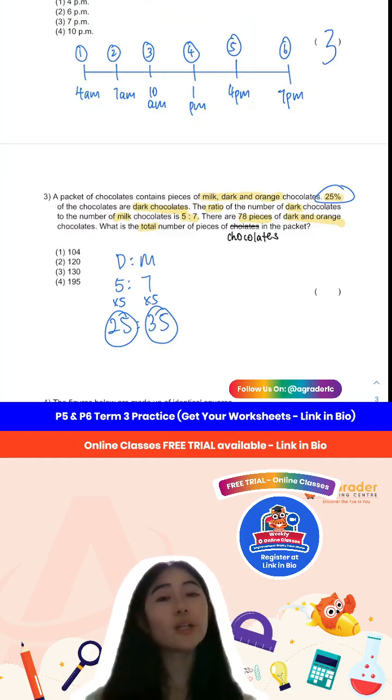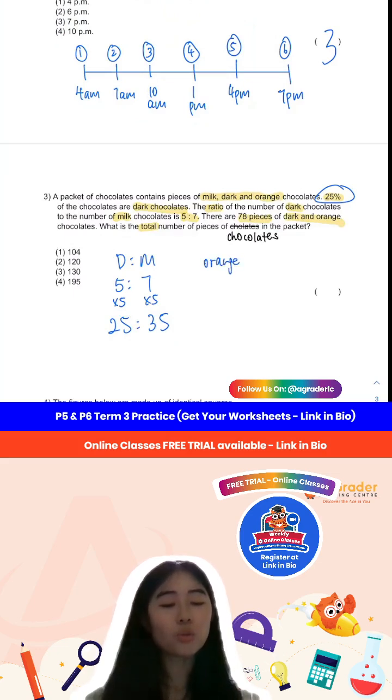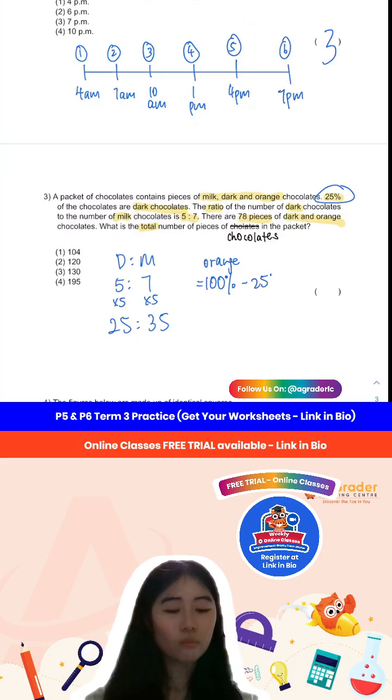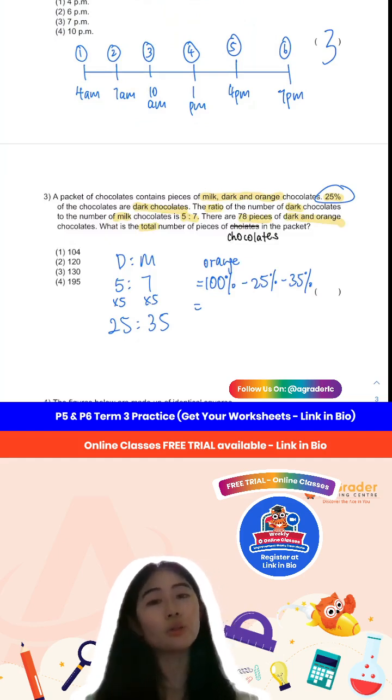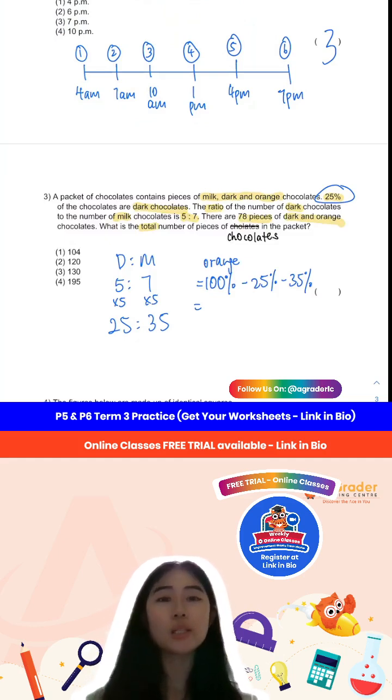And then you want to find the percentage for orange chocolate. All you need to do is to use 100% minus the dark chocolate and the milk chocolate, because their total has to be 100%. So that will be the total. Then you minus dark, you minus milk, you get orange, which is 40%.